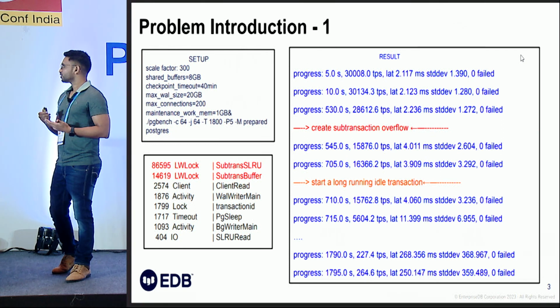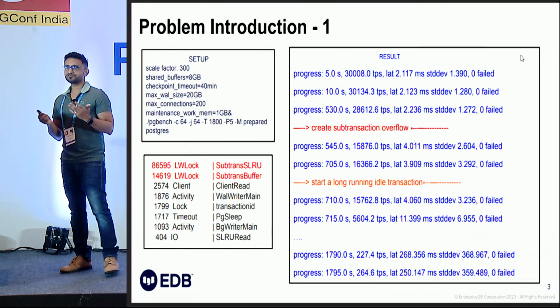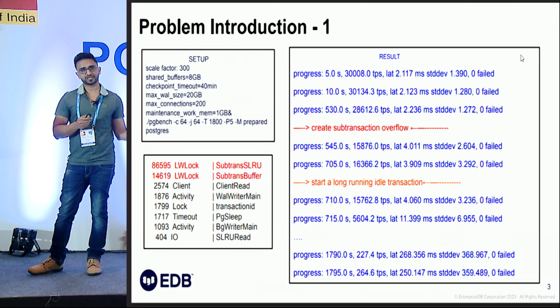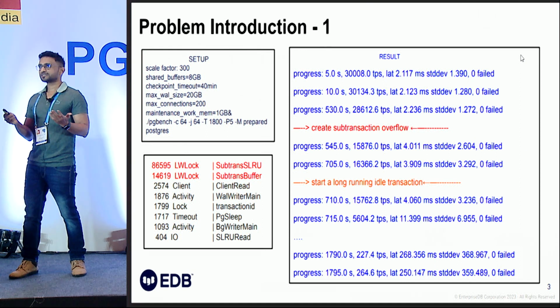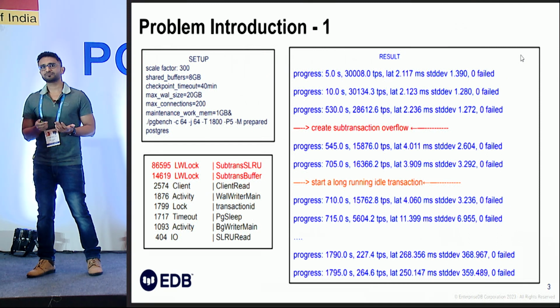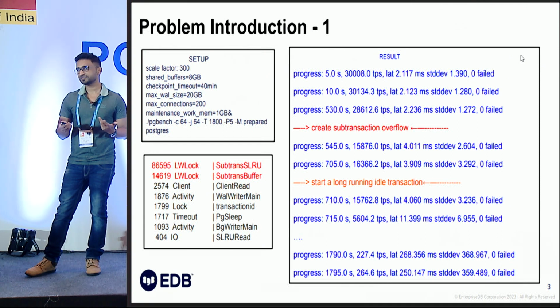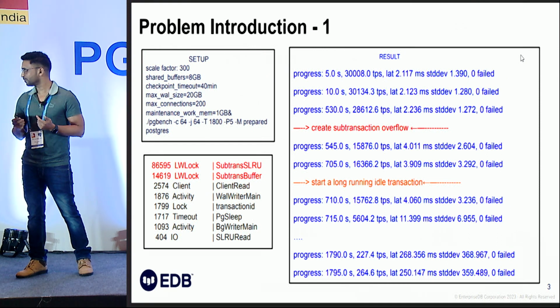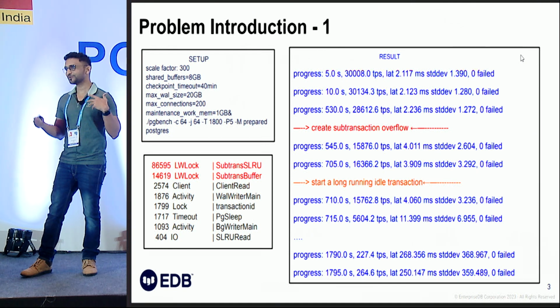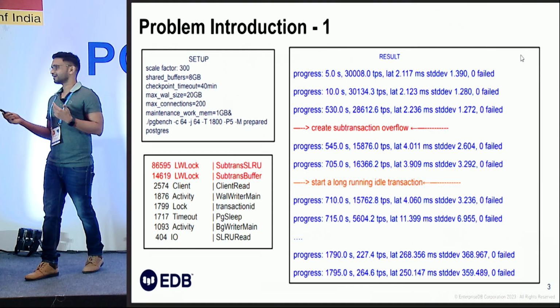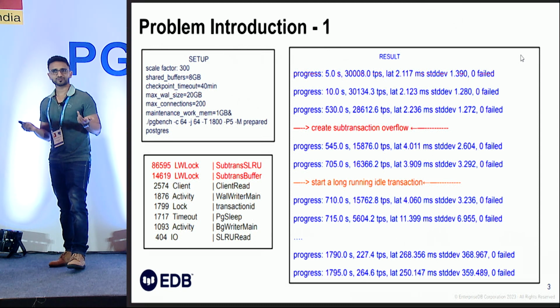Then, in addition to that, I started one more session, started a transaction, and assigned a transaction ID to it by doing some simple write operation. Then you can see what happened to the performance. The system came to its knees: just 200 TPS from 32,000 TPS.